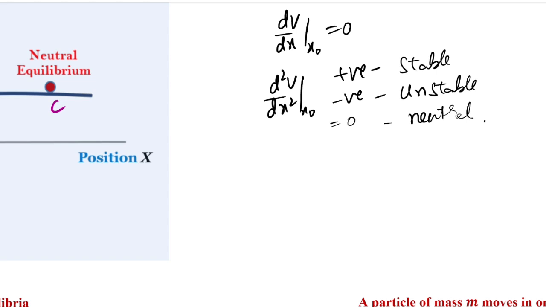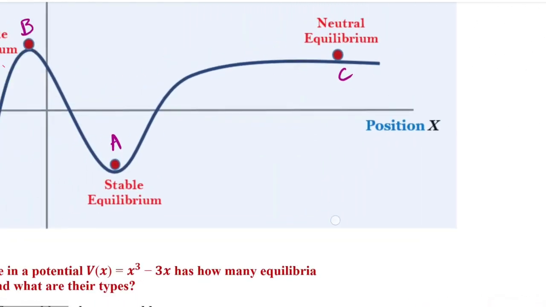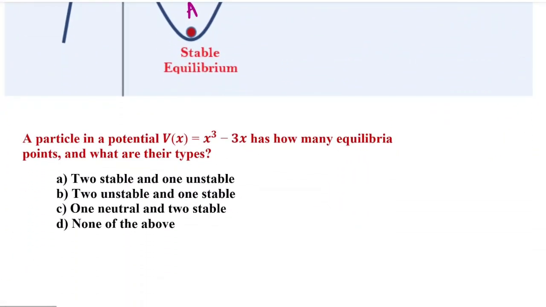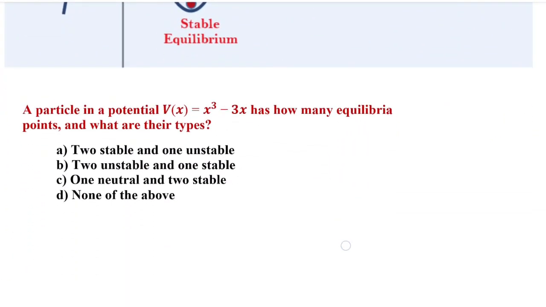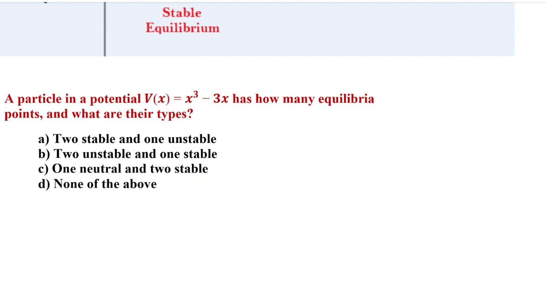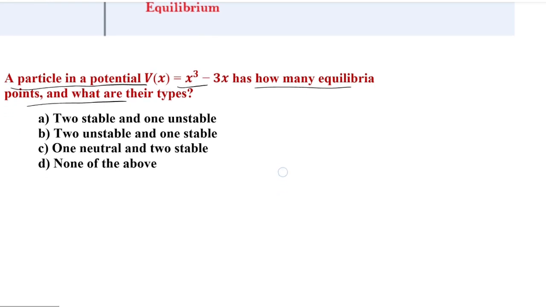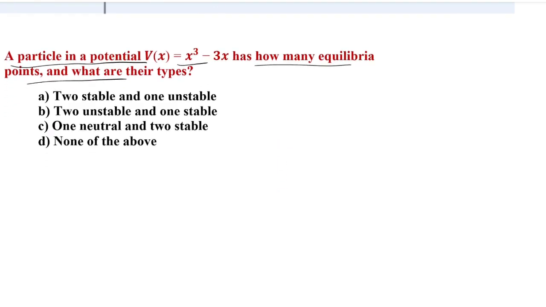Based on this small introduction, let us do some important problems, from easy to very difficult. So the first problem is: a particle in a potential V of x is equal to x cubed minus 3x has how many equilibrium points and what are their types? So this is a direct question.